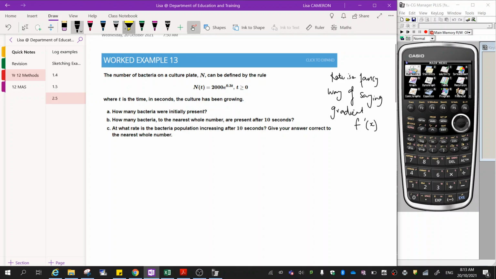Okay, so first thing we're going to highlight here, how many bacteria were initially present? Now, initial is something that screws people quite frequently. When I'm thinking about an initial value, initial is always when T is equal to 0. Okay, and I want you to think about it like this. If I was going to graph something and I had a value here, that would be when X is 0. This is when X is 1. This is when X is 2.